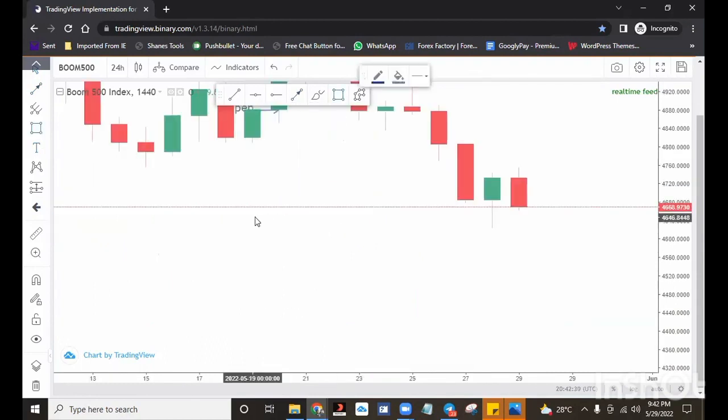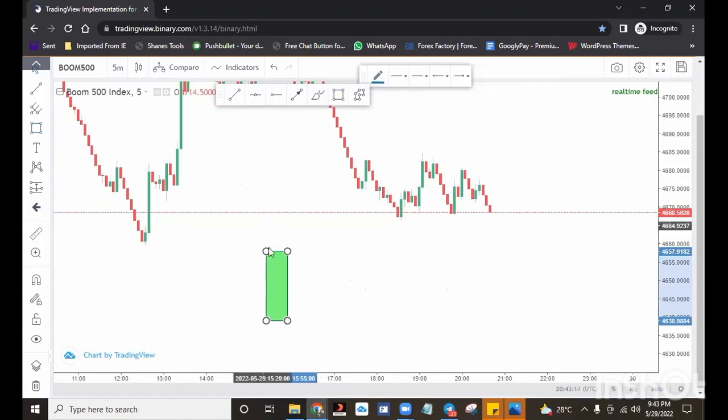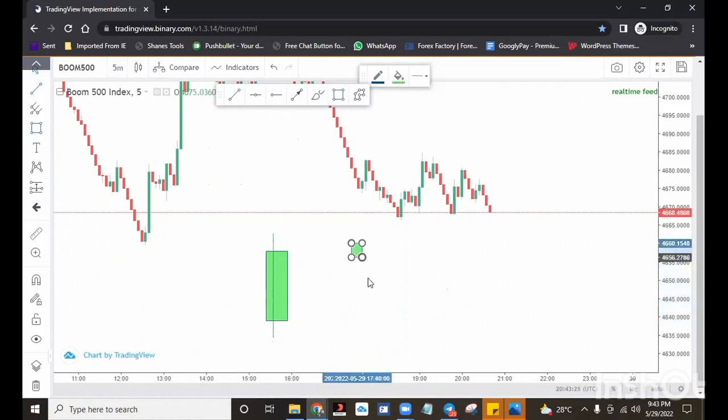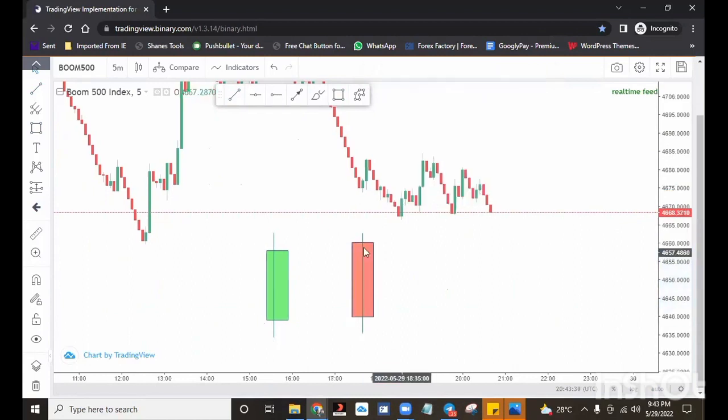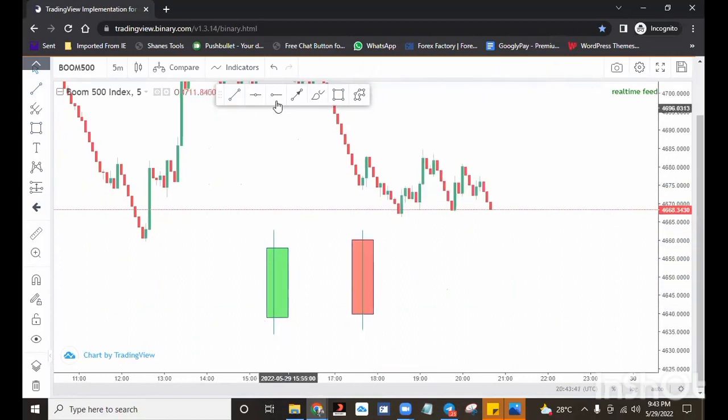In case you're not understanding it clearly, let me do it like this. I'll draw a bullish candle with its wick. Then I'll draw another for the bearish candle, with its wick, and I'll color that red.